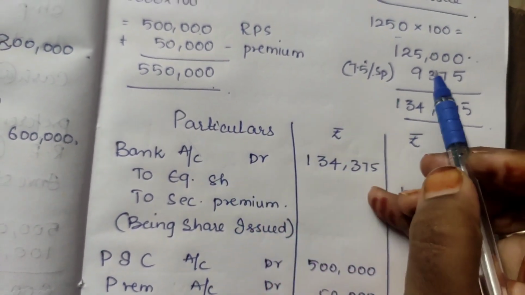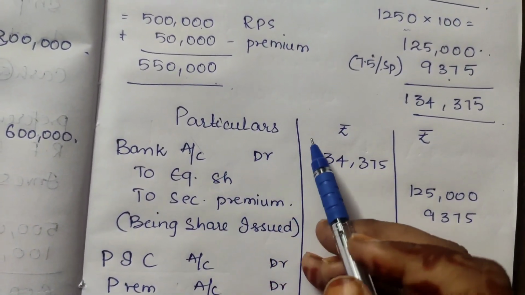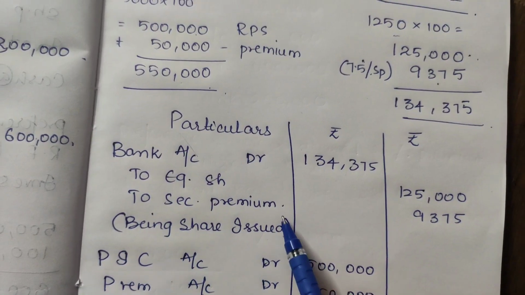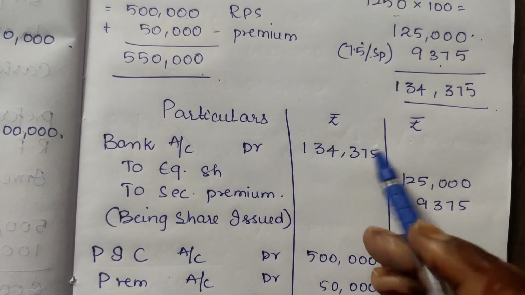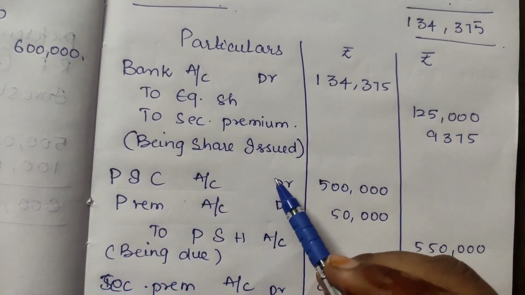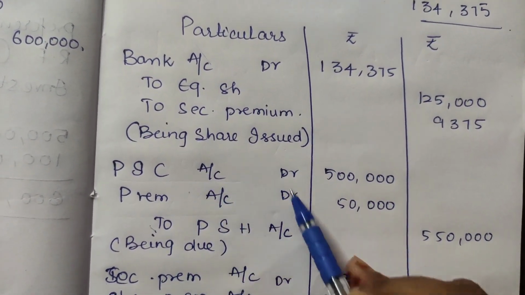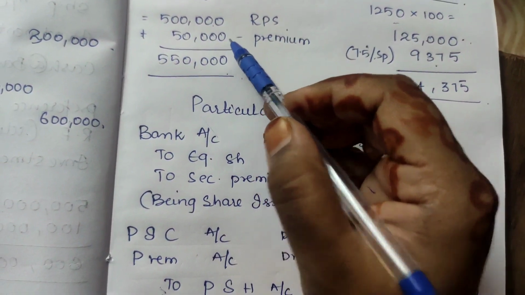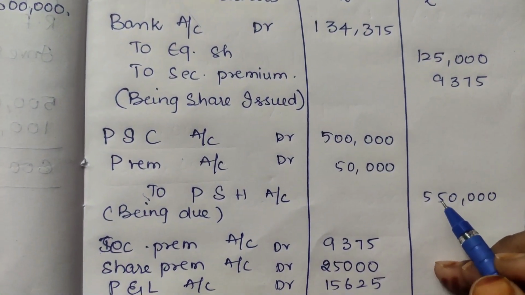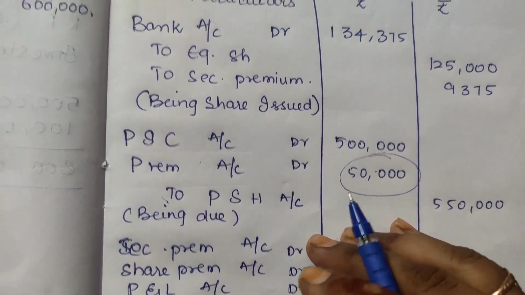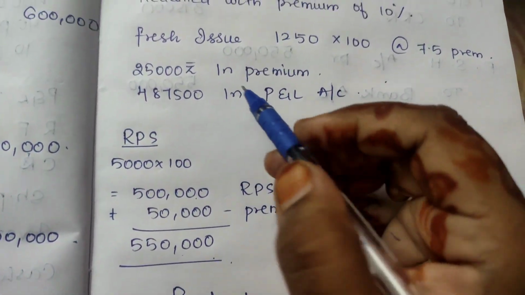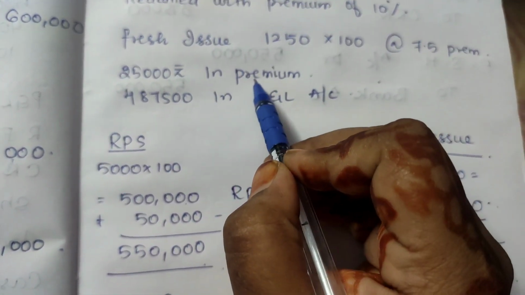First we'll record this fresh issue: bank account debit to equity share account and securities premium account. We'll write down the answers over here. Now what we have done, this is the due. How much is the due? 5 lakh plus 50,000, 5,50,000 is the due. First of all, we'll adjust the premium. How will we adjust the premium? Because in the question itself it is there that 25,000 is there in the premium.